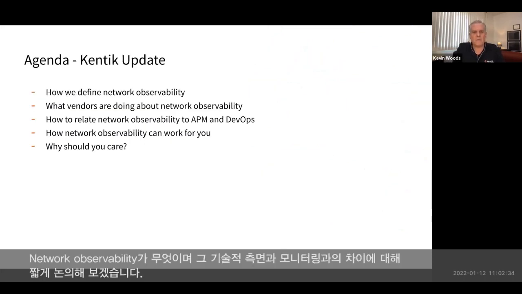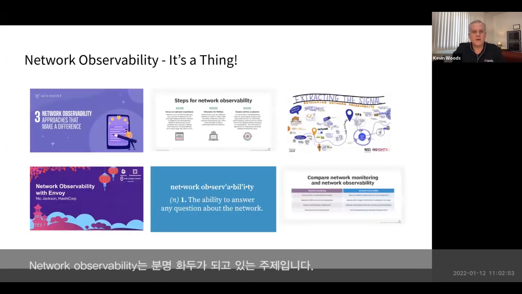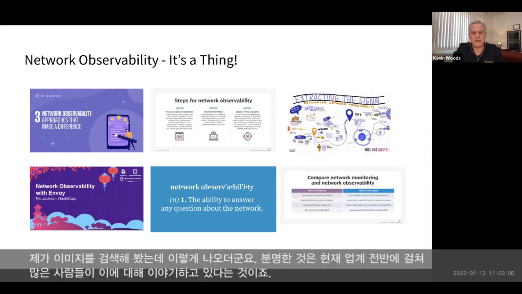So we'll talk about network observability, what it is, a little bit about the technology and what the difference is for monitoring. And then the second half of this webinar, I will actually go into the product and show you a little bit about what a network observability solution looks like. So network observability is definitely a thing. If you do a Google search, you'll see a lot of different vendor solutions talking about network observability. This is an image search that I did. You can see that people are talking about this in the industry, across the industry now.